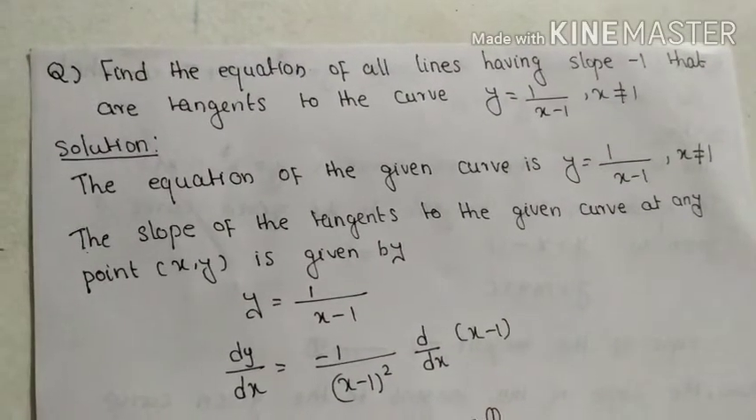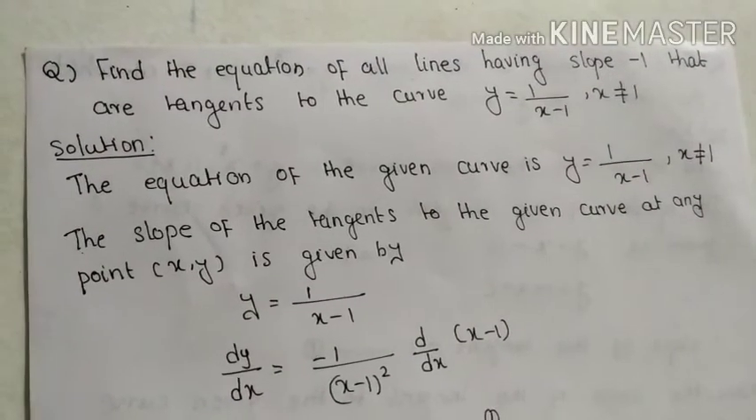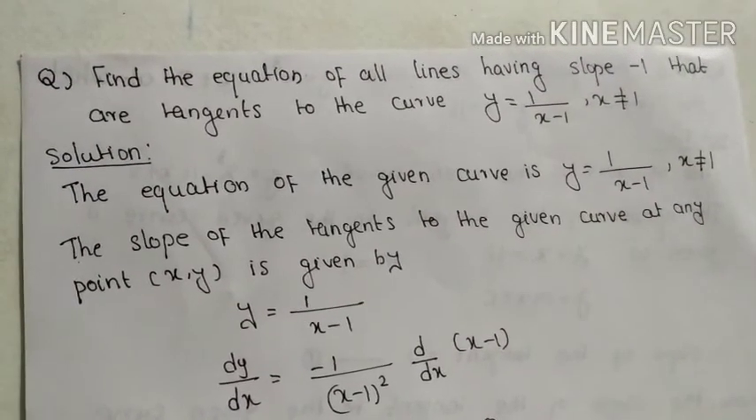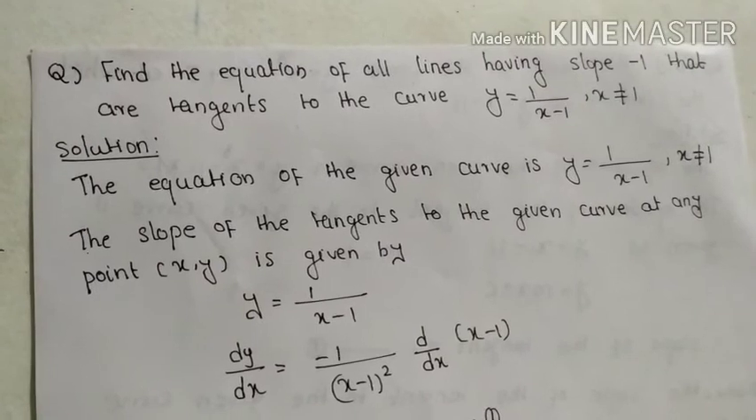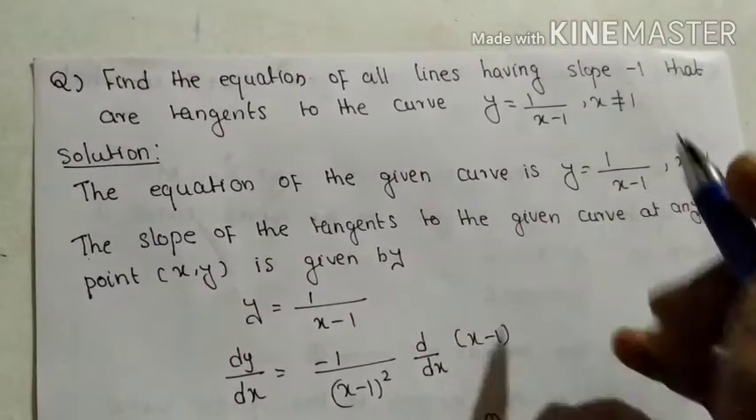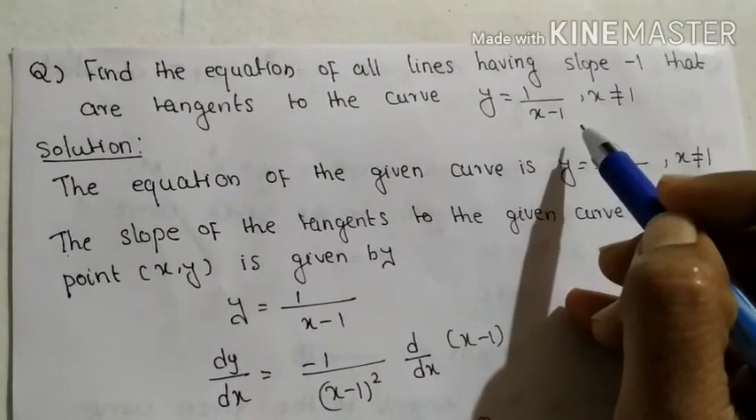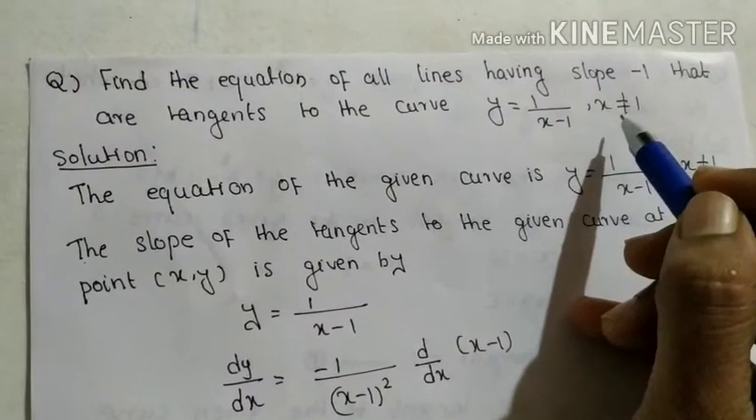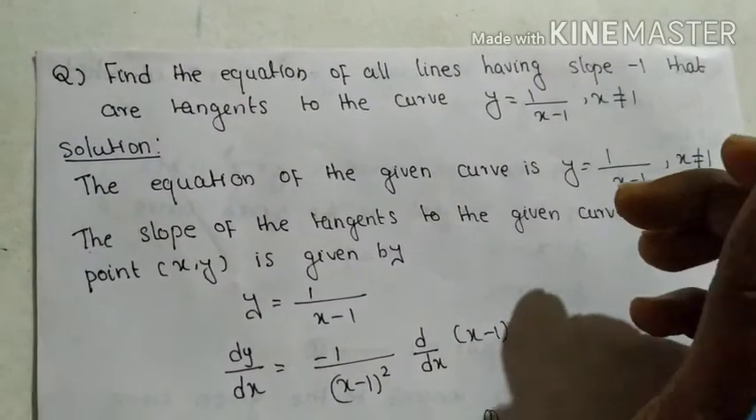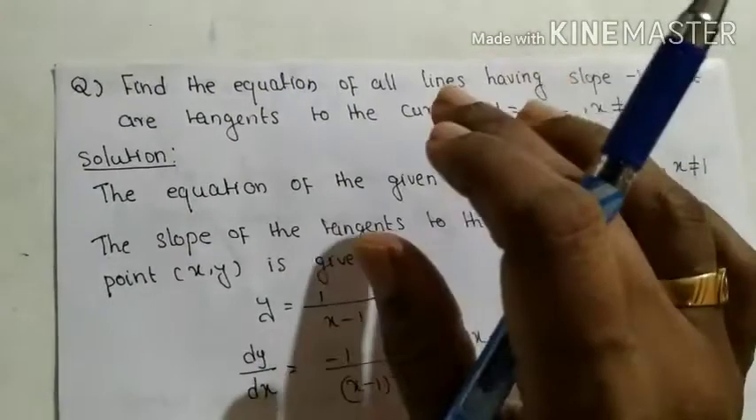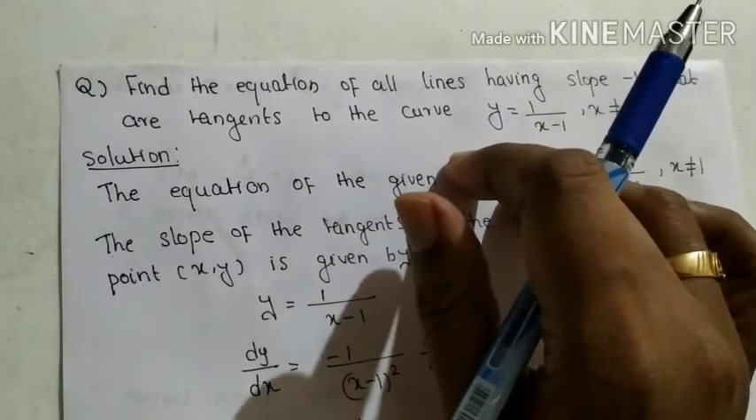And this is our next question. Find the equation of all lines having slope minus 1 that are tangent to the curve y equal to 1 divided by x minus 1, where x is not equal to 1. Okay, so we need to find the equation of all lines.